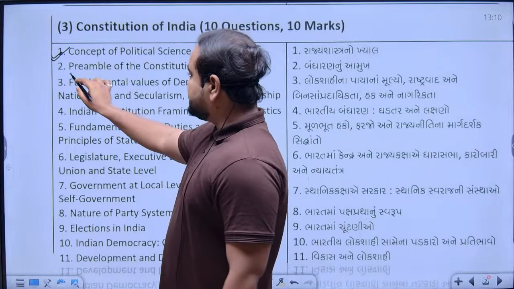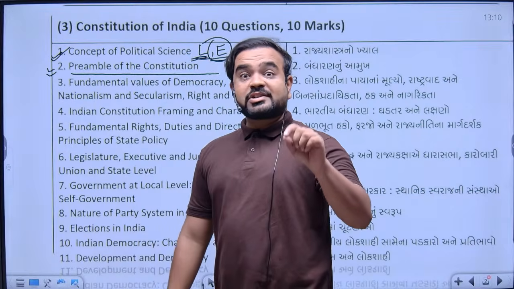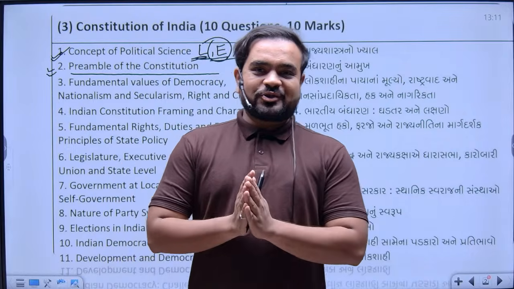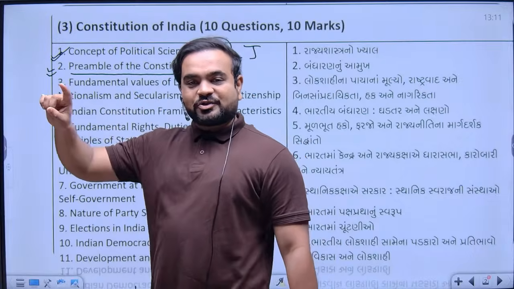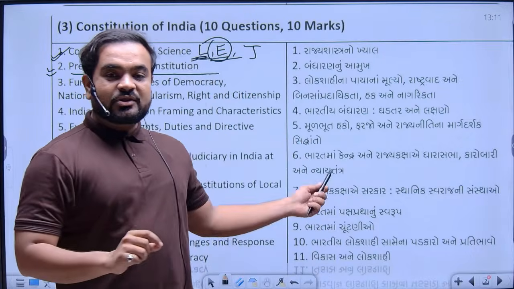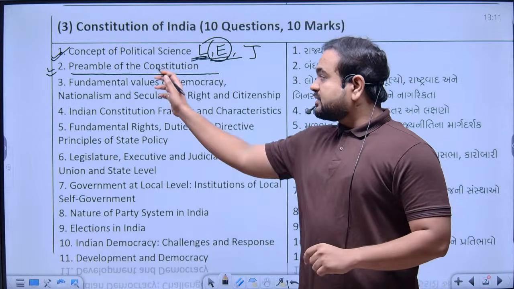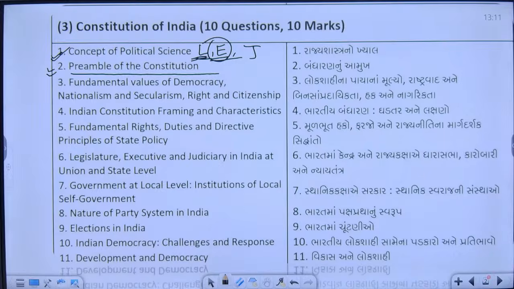Then there is one topic which is known as the preamble of the Constitution. Why? Because the preamble is not just an introduction, it is the whole essence of the Constitution. Whenever you put the essence of the whole Constitution, that point is written in the Constitution, and there were many landmark judgments about the preamble of the Constitution. So there is one topic known as the preamble which is inside the Constitution. ગુજરાતીમાં એને આમુખ કહેવામાં આવે છે.